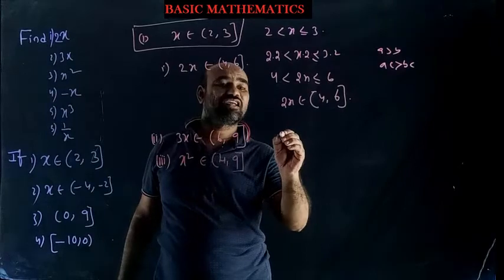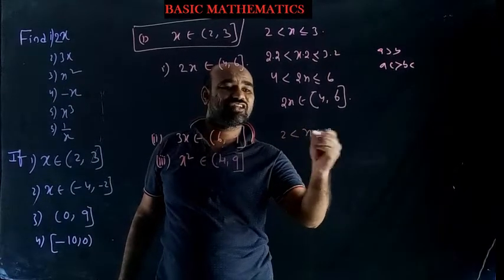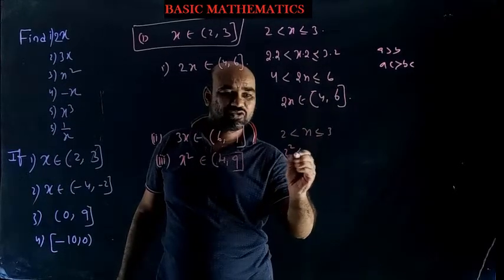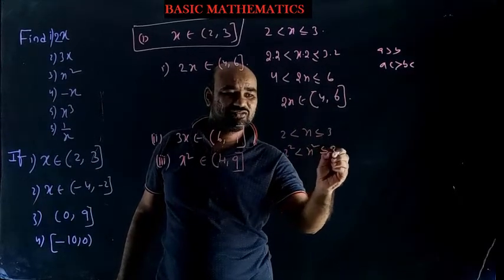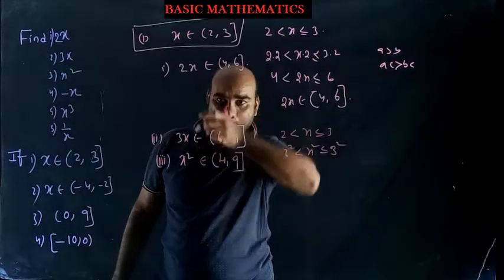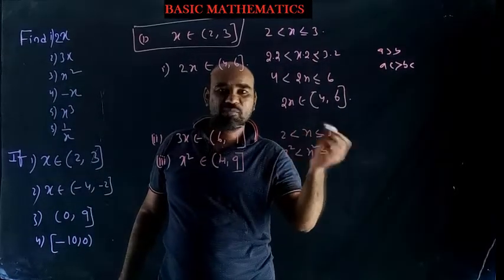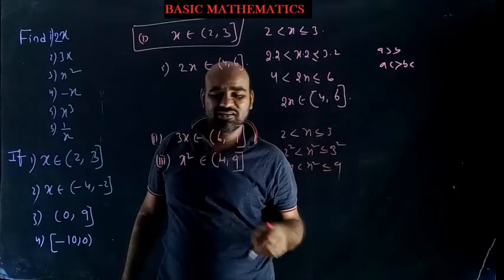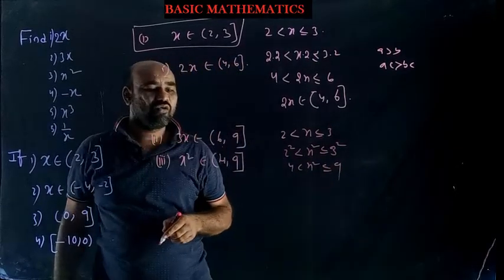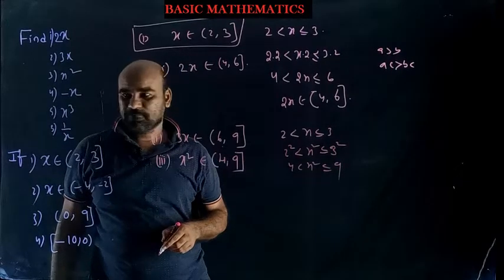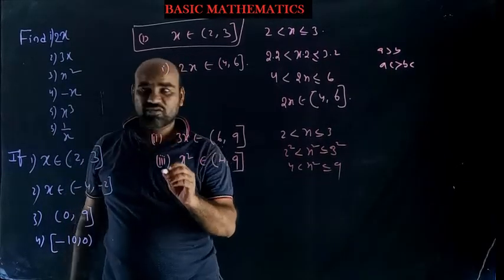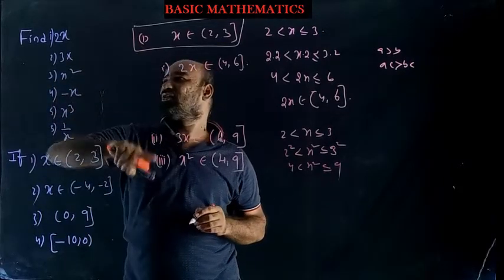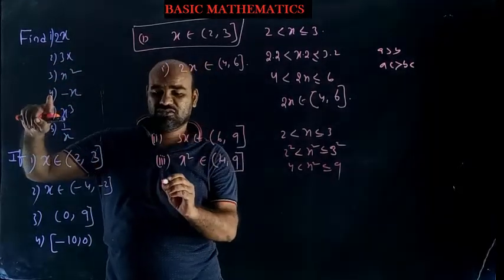What happened here actually? 2 less than x less than or equal to 3. Each element of this set is squared. Means 2 square less than x square less than or equal to 3 square. Nothing happens to the inequality because all are positive. That's why 4 less than x less than or equal to 9. Or I can say x square belongs to open 4 to closed 9.